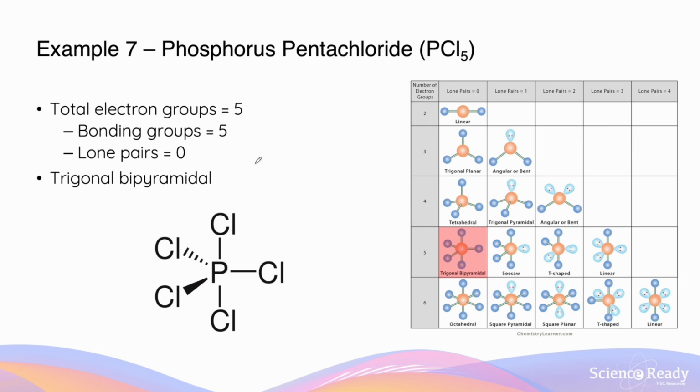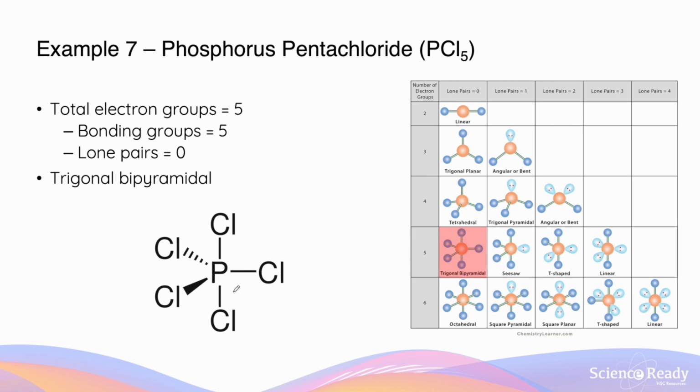In phosphorus pentachloride, we have a phosphorus atom connected to 5 chlorine atoms. Phosphorus is in group 15, so it has 5 valence electrons, and all 5 valence electrons are being used to form the covalent bonds. So again, the phosphorus does not have any lone pairs. It has 5 bonding groups as 5 single bonds and 0 lone pairs. In the table, this helps us identify that the shape around the phosphorus atom will be trigonal bipyramidal.